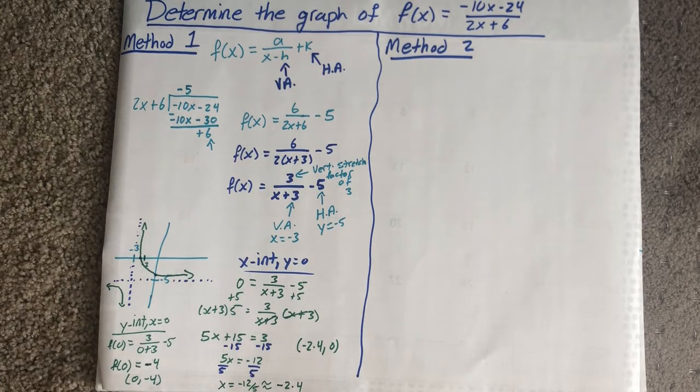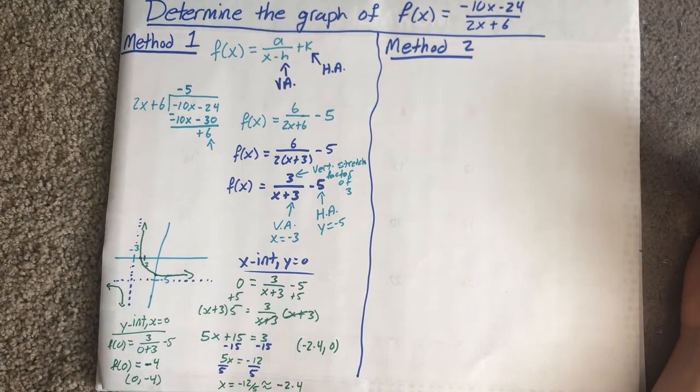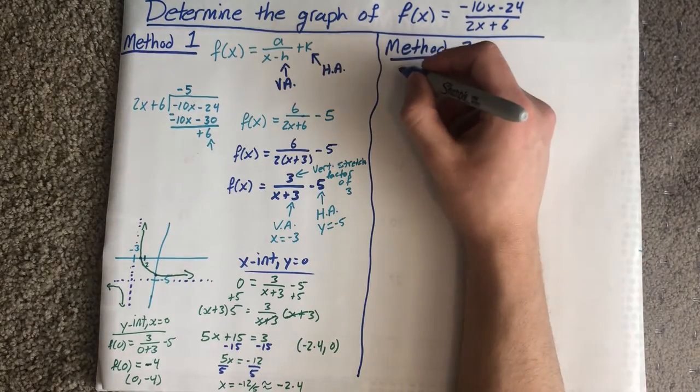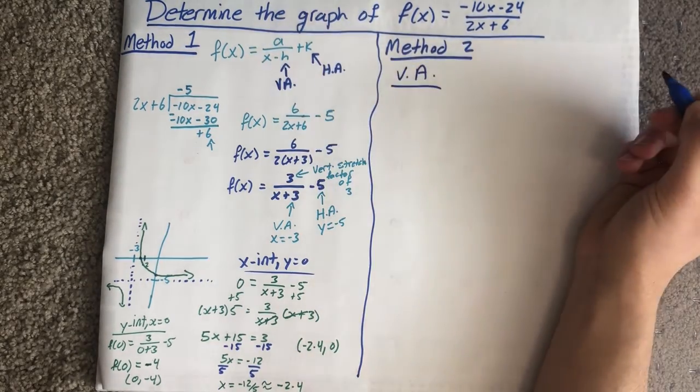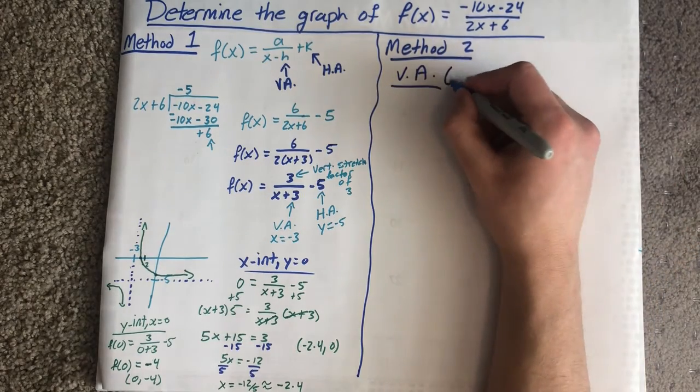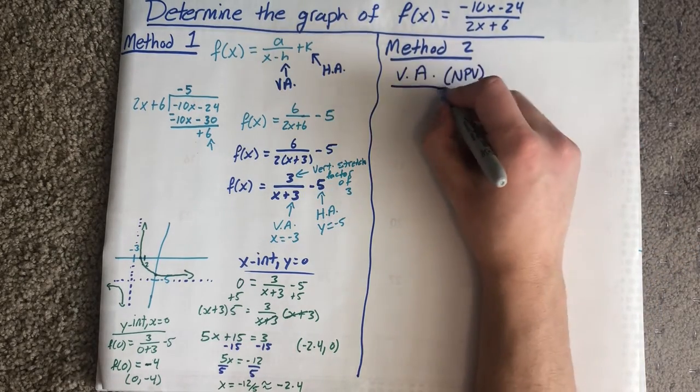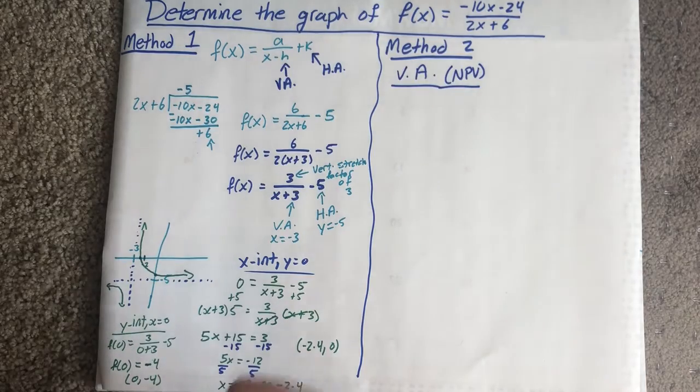So method 2, we have to apply a few of our cases. We learned about the 3 cases in order to figure out our horizontal asymptote. Let's start off by finding our vertical asymptote. So the vertical asymptote is tied to our non-permissible value. Remember, they're related, they're not the exact same.